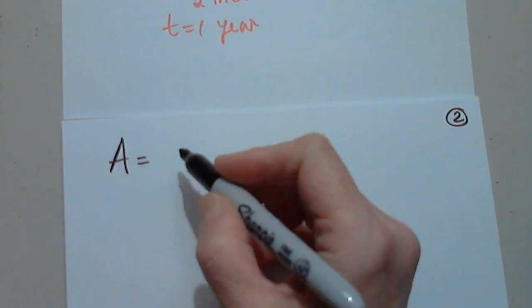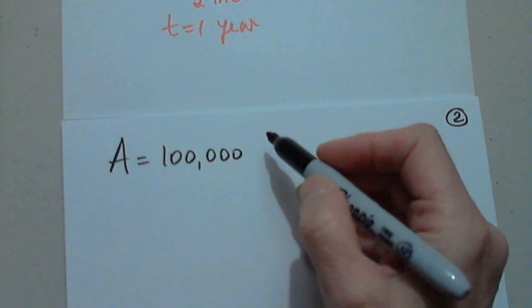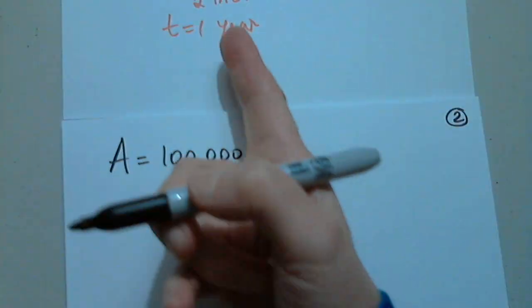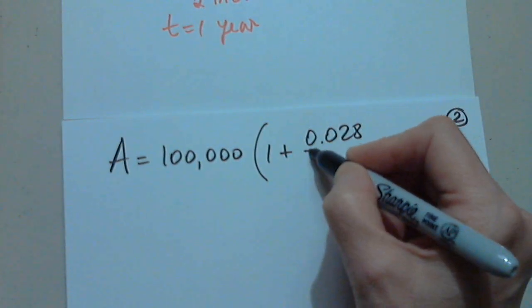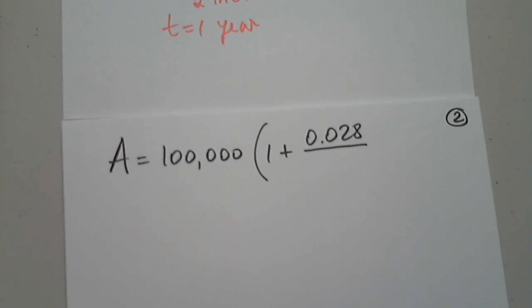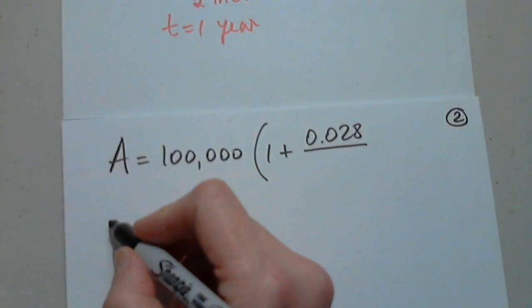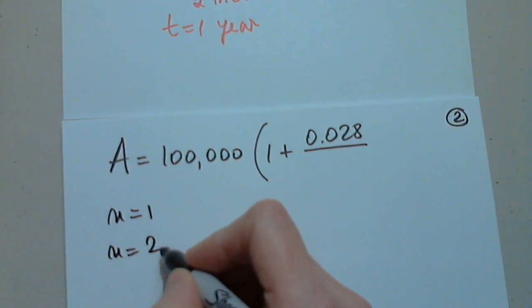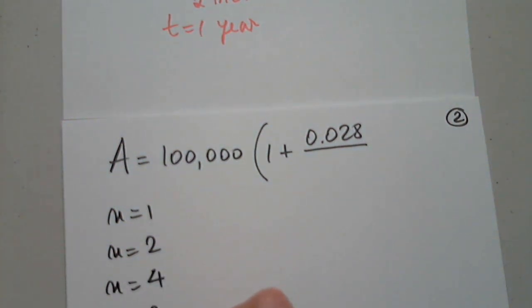So the accumulated value, the formula states that I have to put the principal first, open parentheses, 1 plus R, the interest rate, which has to be 0.028 divided by N. What is N? You can ask, where is N? Right here. Annually, N equals 1. Semi-annually, N equals twice, 2. Quarterly, N equals 4. Daily, N equals 365. Hourly, 365 times 24 hours a day. So I'm going to write these down. N equals 1, N equals 2, N equals 4, N equals 365, and N equals 365 times 24 hours.